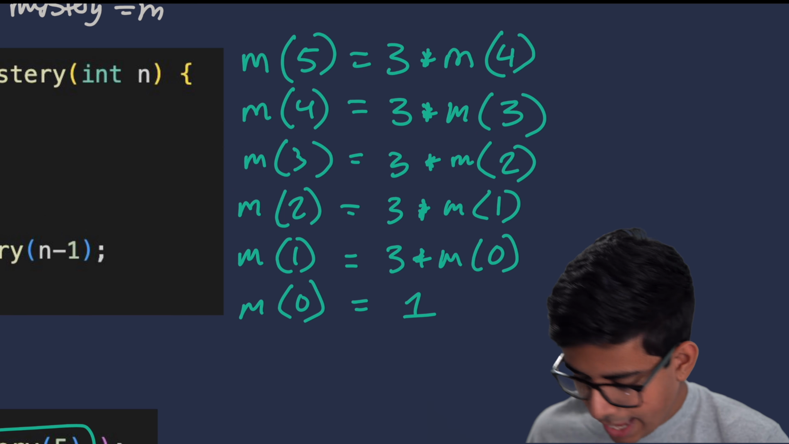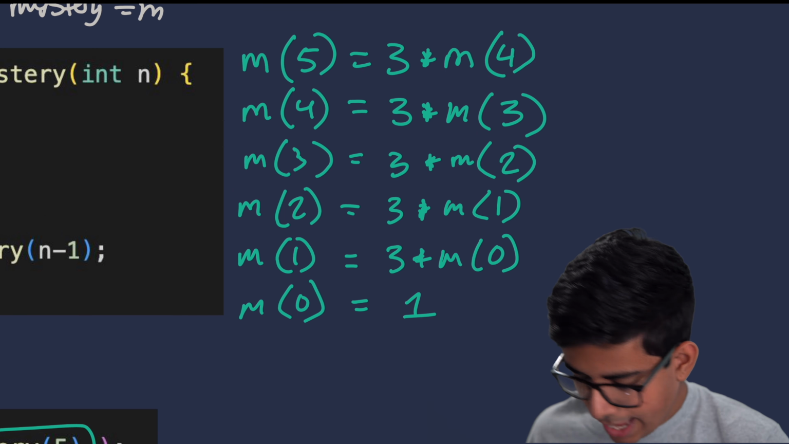And again, we can do this. So m of 4 is equal to 3 times m of 3. Well, we know now that m of 3 is 27. So this is 27, and 3 times 27 is 81, right? So we say here that mystery 4 is equal to 81.